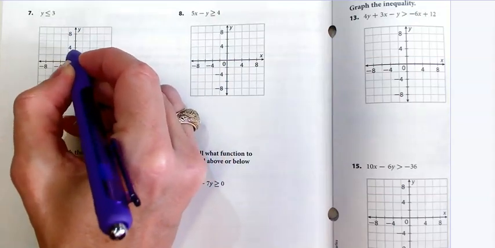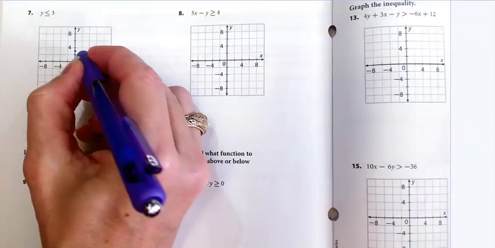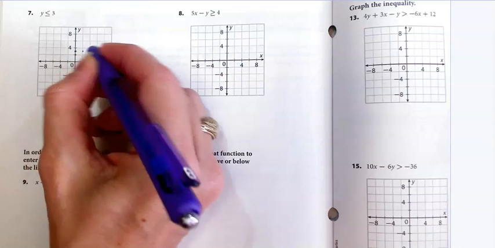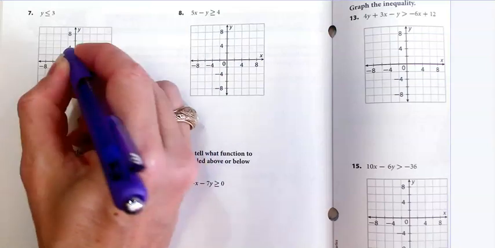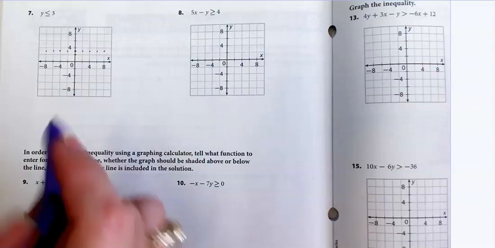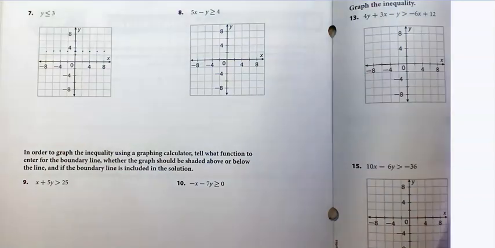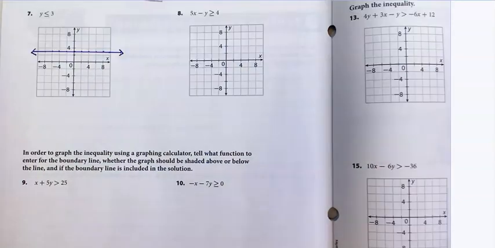0, 2, 4. So 3 is going to be right here. No matter what x value I have, the y value is always 3, so that creates a horizontal line. Less than or equal to means that I can draw a solid line. And then because it's an inequality, I need to shade one side of the line or the other.